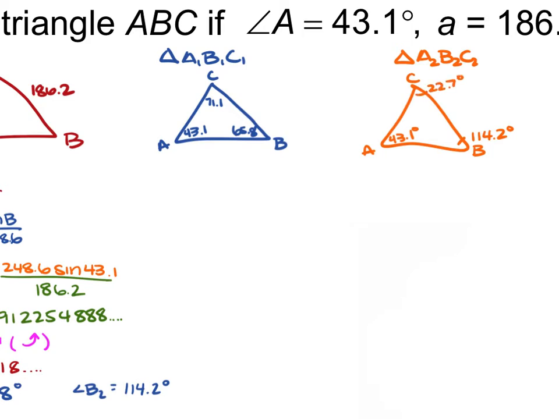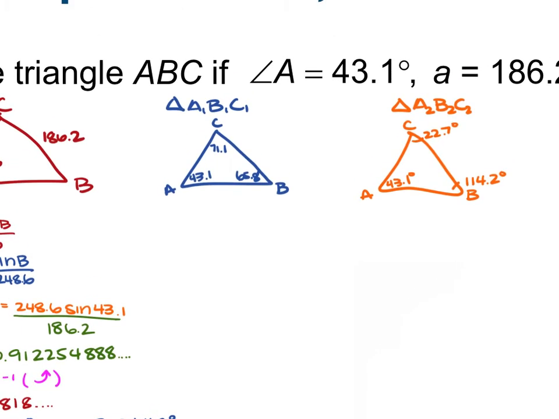22.7 degrees. So from here, think about what's already given to you. We have side length A, which is automatically 186.2, and side length B, which is 248.6. So we're going to do this for both of them, and then go from there. So the only thing that we have to find from here is the side length C for both of these triangles.